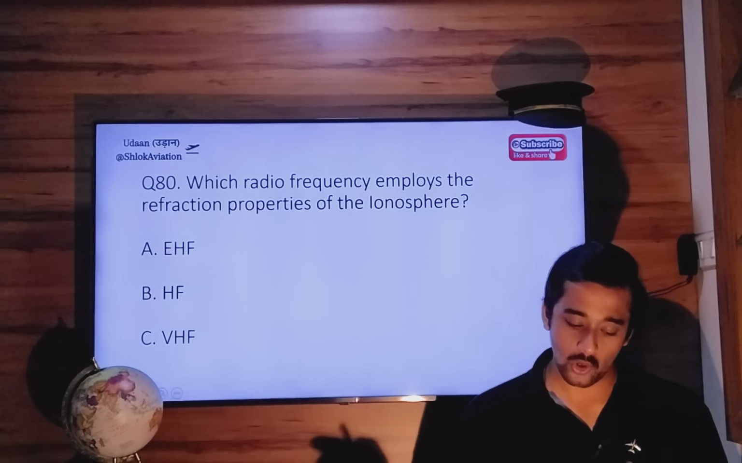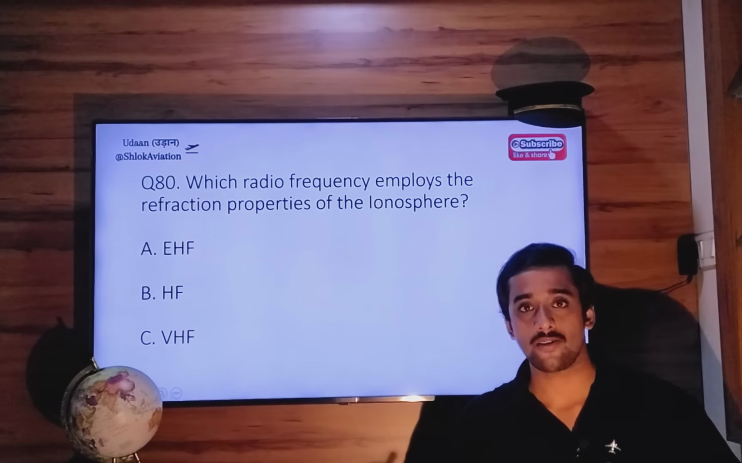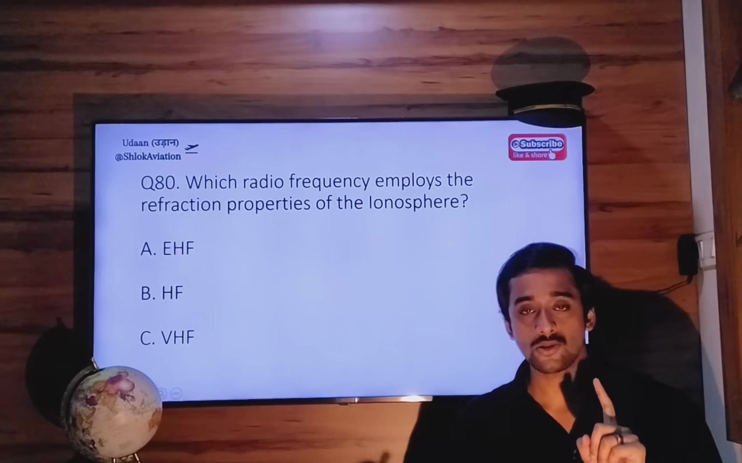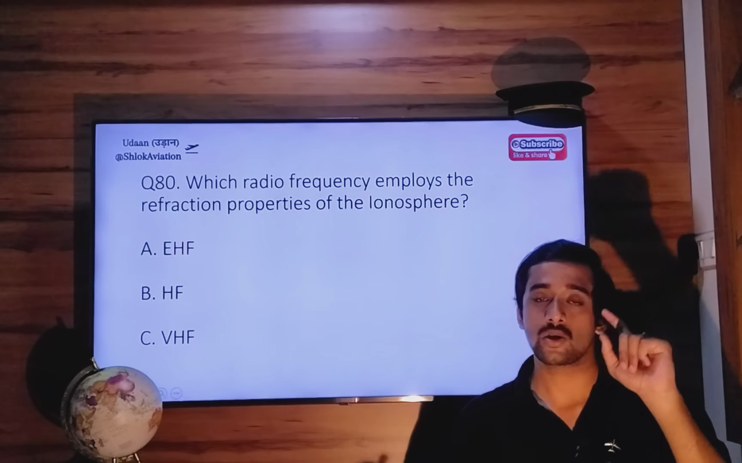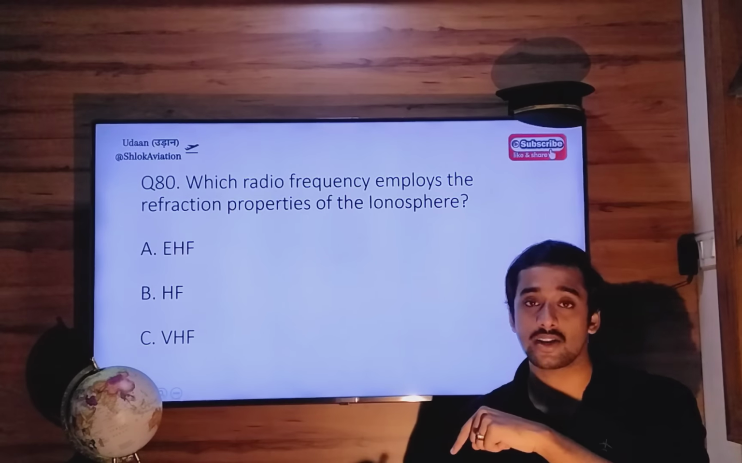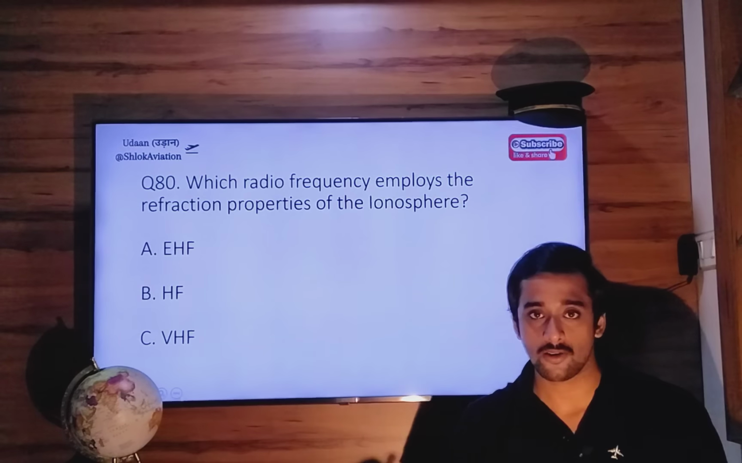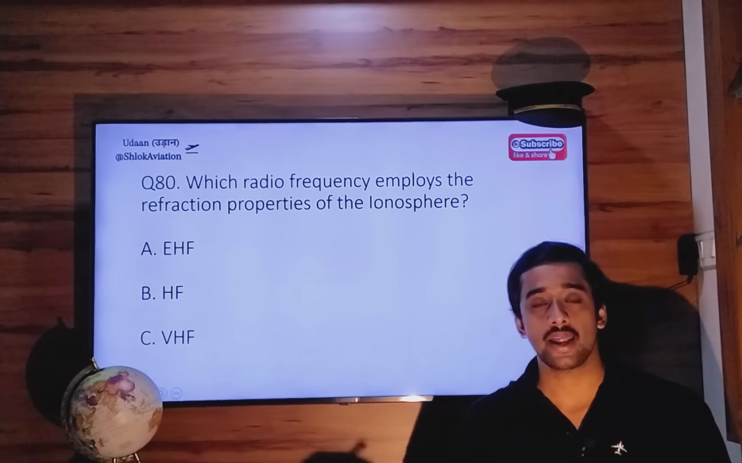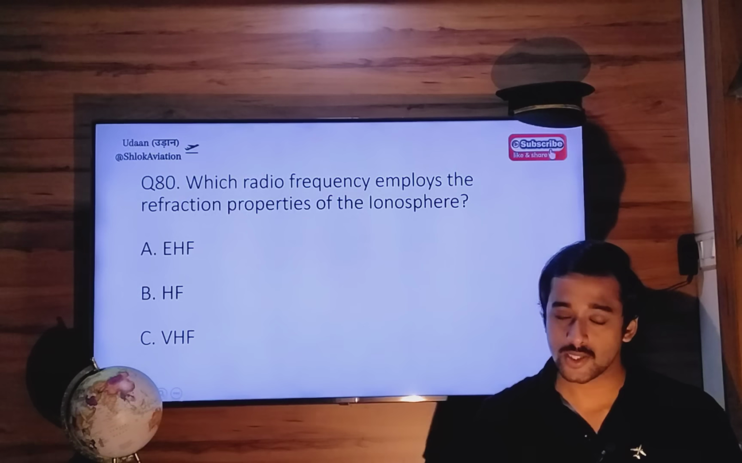Which radio frequency employs refraction properties of the ionosphere? We have three types of waves. The surface wave, or ground wave, follows the curvature of the earth. The second is the sky wave. The ground station transmits a radio signal in the direction of the sky. That signal goes up to the ionosphere, gets reflected from it and comes back to the ground surface of the earth. The third is the space wave. It's a direct wave: it goes directly out of the atmosphere and won't come back to the earth. That is called the space wave.